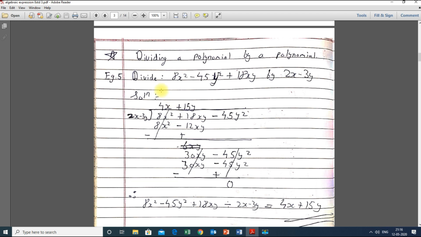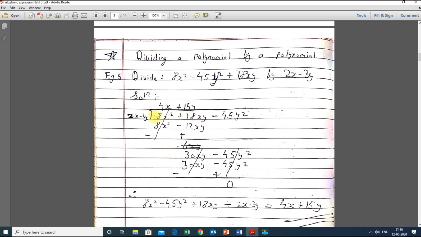Now they are asking us to divide a polynomial by a polynomial. If it was a monomial, then there was no problem. We can solve directly. But if it is a polynomial by a polynomial, then it becomes a little bit tricky and a little bit hard to solve. So here we follow the division method. What I will do, 8x square plus 18xy minus 14y square, I write inside the bracket, inside the division sign, and another polynomial outside the bracket, outside the division sign.